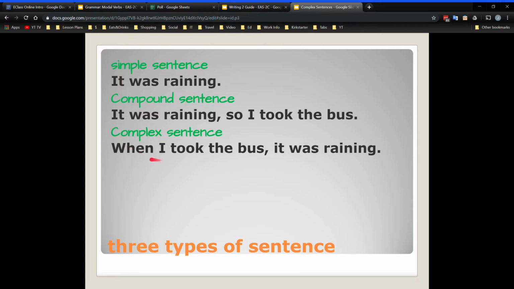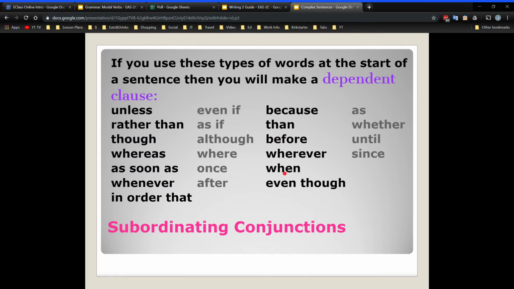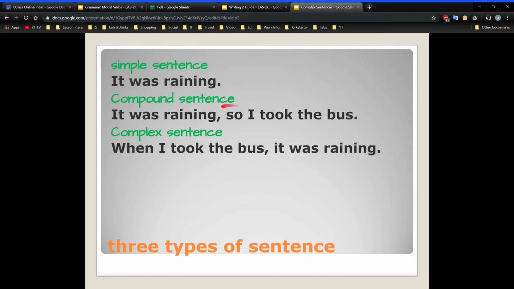And a complex sentence could look something like this. When I took the bus, it was raining. So dependent clause first, then the independent clause. So we have the comma. For our compound sentences, we have the fanboys, like we talked about, and we use those to put together two simple sentences. Or another way to say that is we use that to put together two independent clauses. But the complex sentence has a dependent clause and an independent clause, but no fanboy. It might have a comma depending on our order, right?